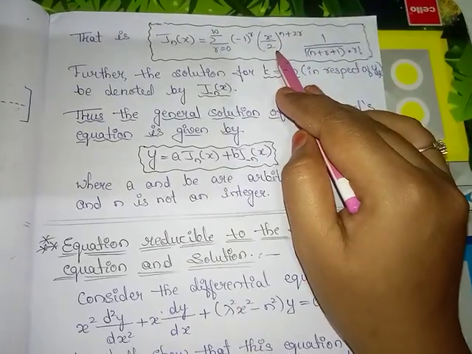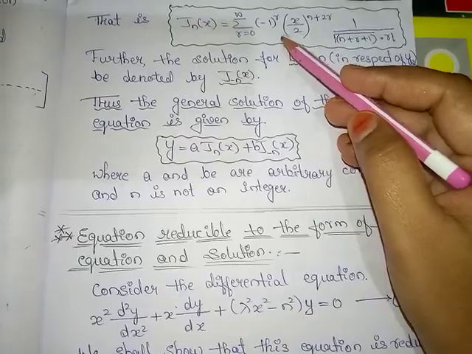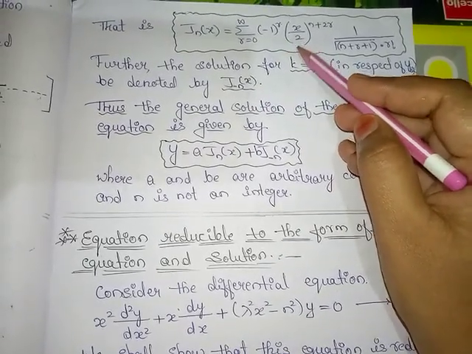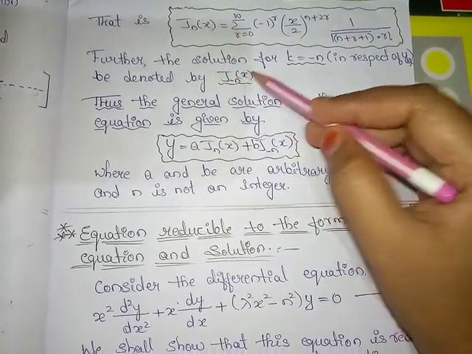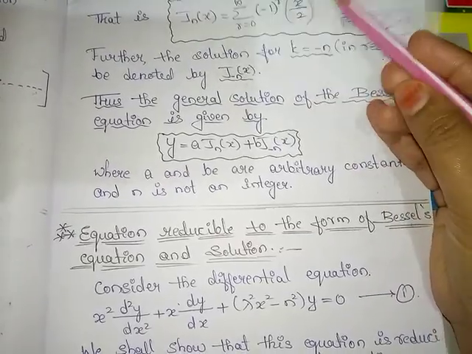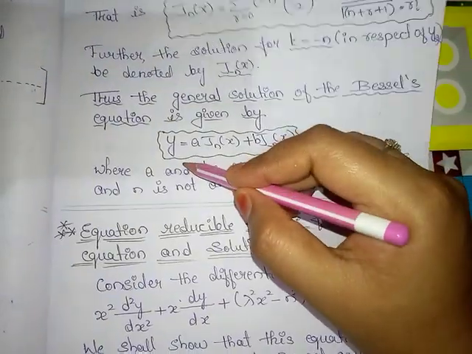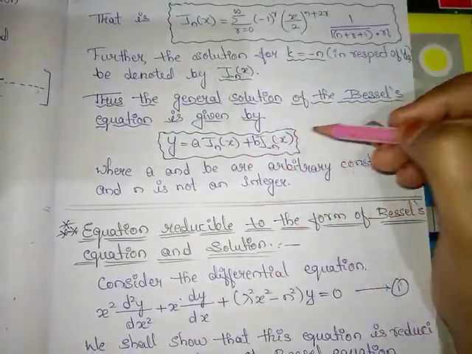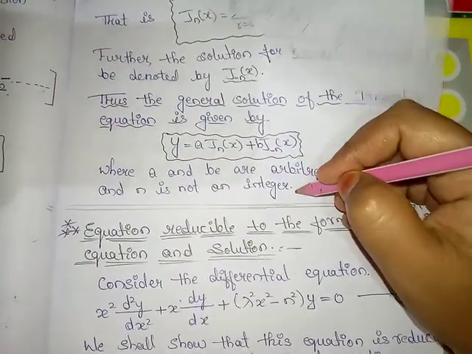Here this is for k equal to plus n, and to get the Bessel function for k equal to minus n, just replace n by minus n in this equation. You will get J minus n of x, and our general solution or complete solution of the Bessel equation is in the form of y is equal to a Jn of x plus b into J minus n of x, where a and b are arbitrary constants and n is not an integer.